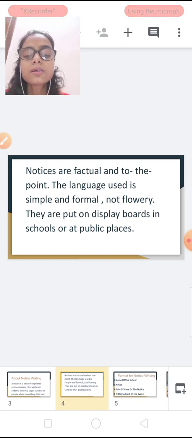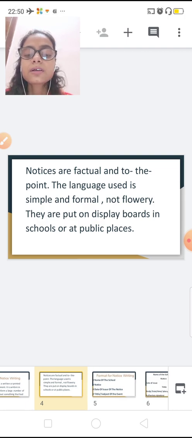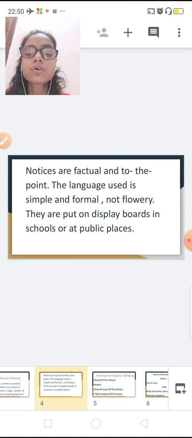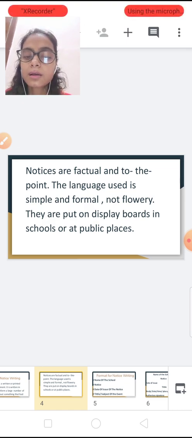Notice writing is like a simple short description about something which is going to happen or something which you want to inform others about.